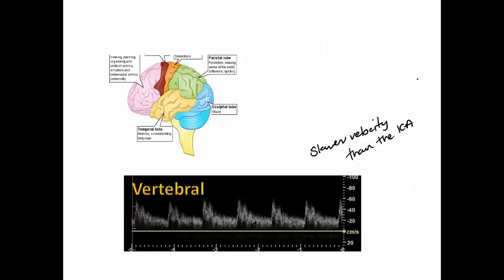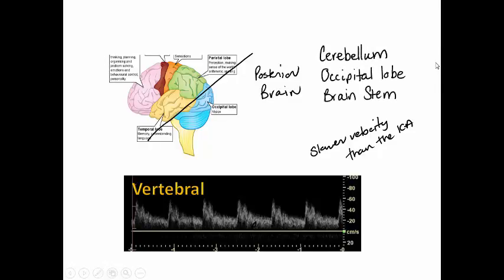All right, so now let's have a look lastly at the vertebral artery. The vertebral arteries, both the right and left vertebral artery, feed the posterior brain. So the cerebellum, occipital lobe, and brainstem are fed by the right and left vertebral arteries that join to form the basilar artery, and the posterior cerebral arteries come off of that.